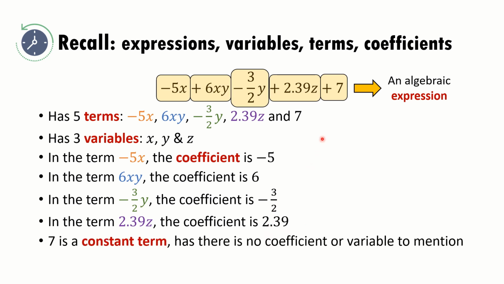And in the last term, 7, that is actually a constant term because there are no variables involved. It is just a number itself. Hence, there is no coefficient or variable to mention in a constant term.